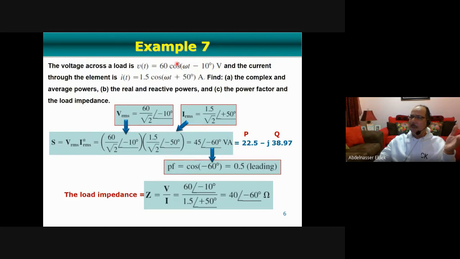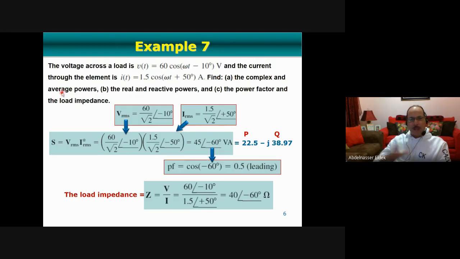Or you can calculate it from the regular form: theta V is -10 and theta I is 50, so the power factor is cosine of -10 minus 50, which is cosine of -60. So this is the power factor, and you can calculate it either way. That's fine. So here is the complex and the average power.